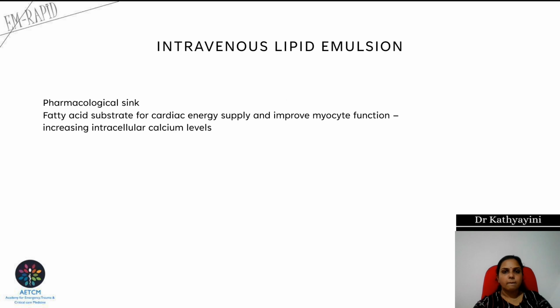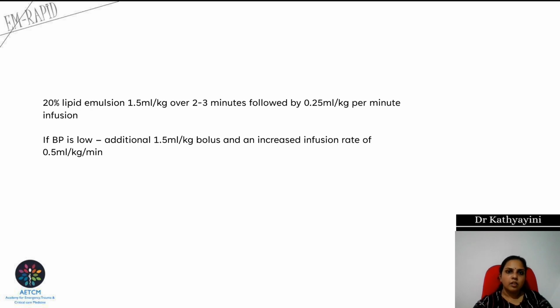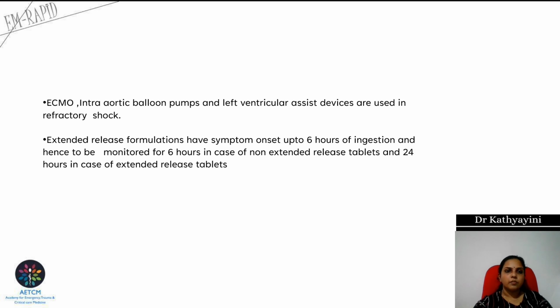Then again, intravenous lipid emulsion can be used, which will act as a pharmacological sink. Here also the dose is 1.5 ml per kg lipid emulsion bolus, followed by 0.25 ml per kg per minute infusion. And we can repeat the dose if the BP is still remaining low. Other measures like ECMO, intra-aortic balloon pump, and left ventricular assist devices can also be used.